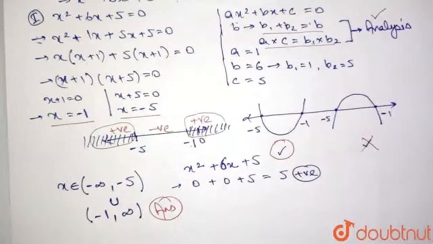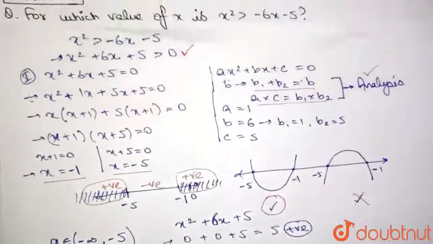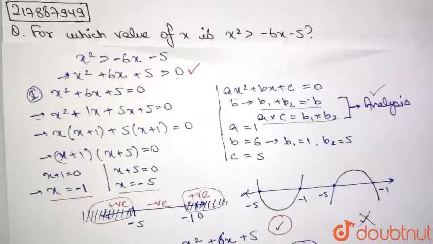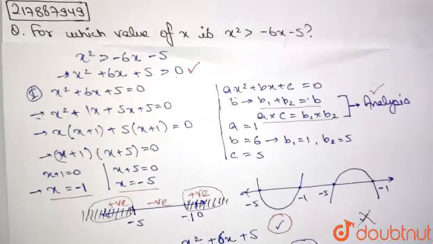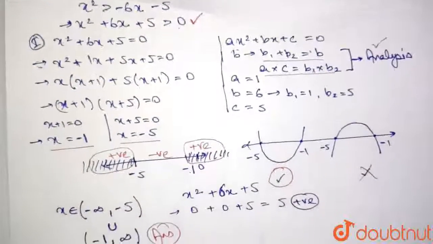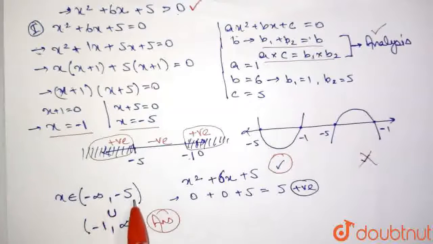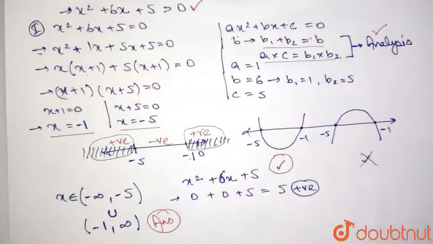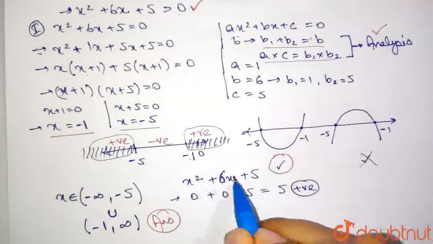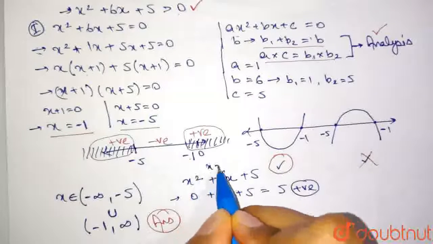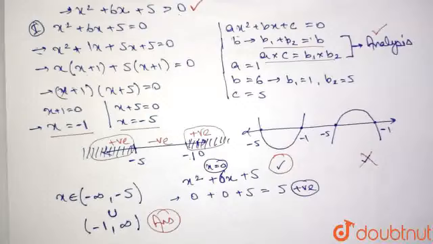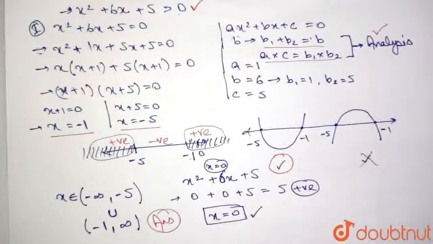So the question actually asked for which value of x is x square greater than minus 6x minus 5, and I said that the answer is x belongs to minus infinity to minus 5 or minus 1 to infinity, right? And if you ask me for any particular value where it is positive, definitely we checked for x as 0. So x is equal to 0. We checked, so one value where it is positive is x equal to 0. We checked for it, right?